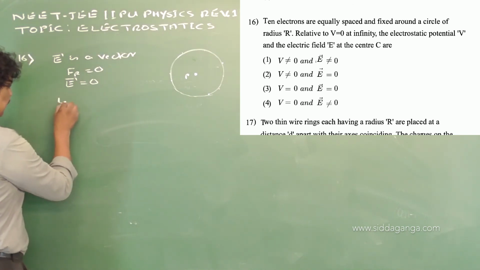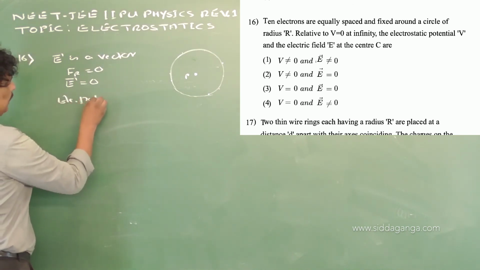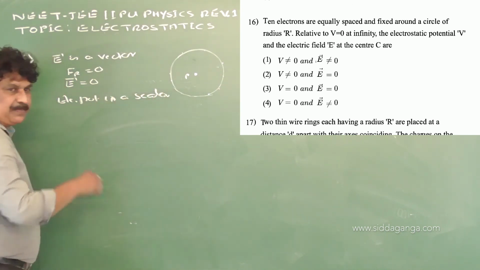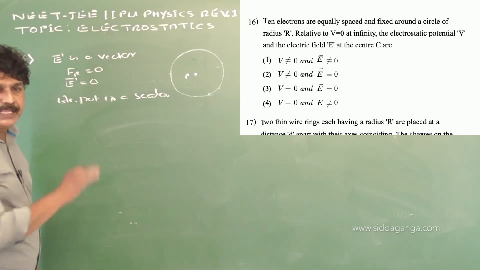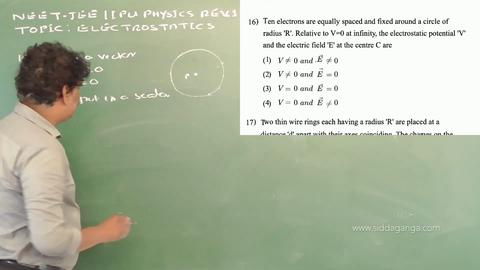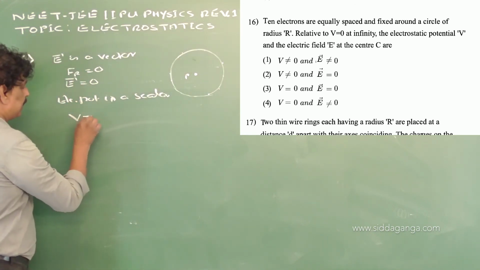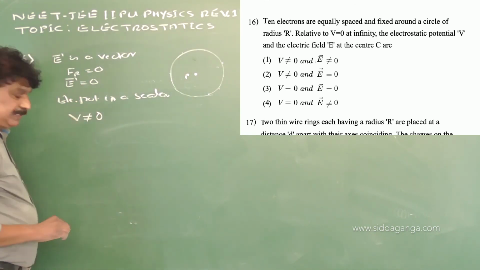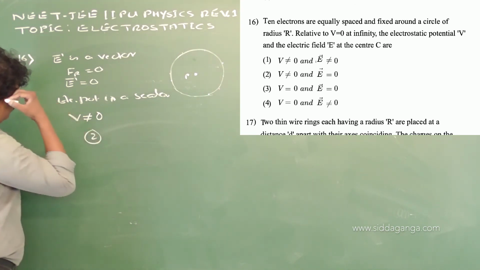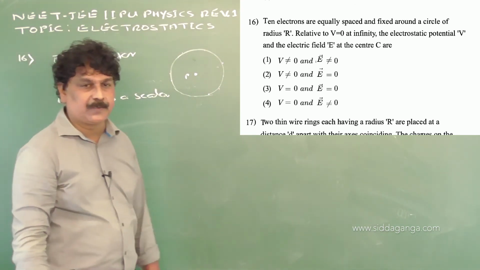But electric potential is a scalar. So the net potential at that point is due to the potential of all the 10 electrons at that point. Therefore net potential is not equal to 0. So the option is 2: V is not equal to 0, but E is equal to 0.